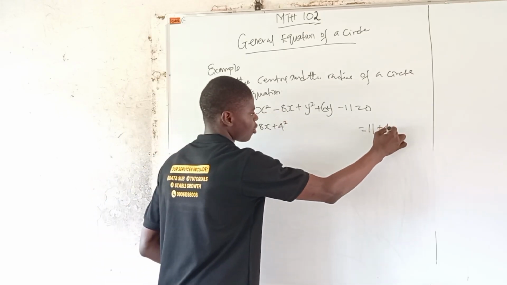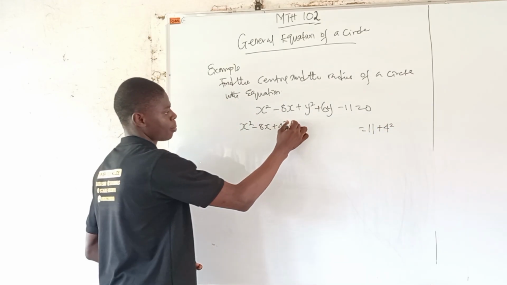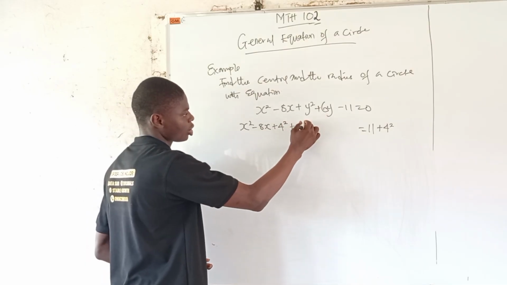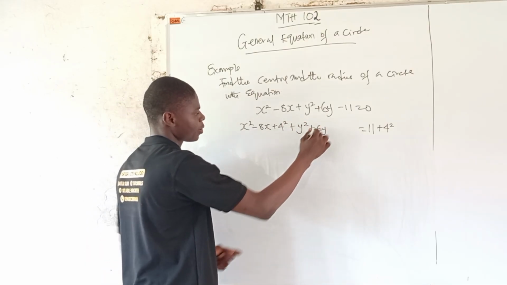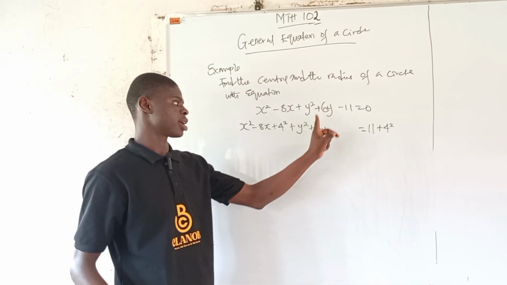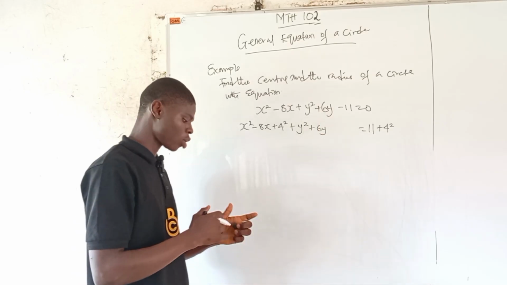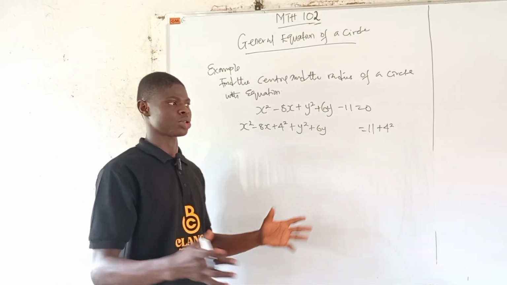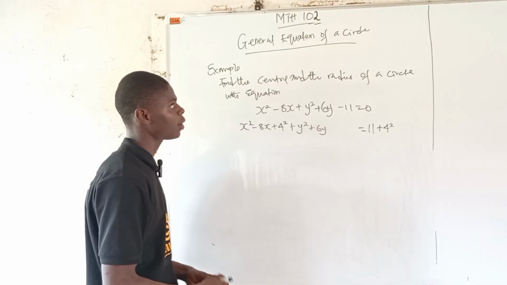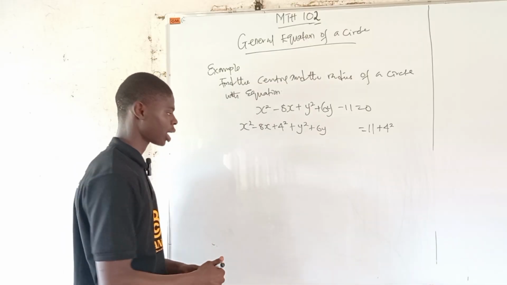I'm going to add 4 squared here. Plus, you're going to do the same for your y. You have y squared plus 6y. Half of 6y is 3. Now, when solving completing the square questions, maybe when deriving your general formula, remember, let's do a bit of a recap.